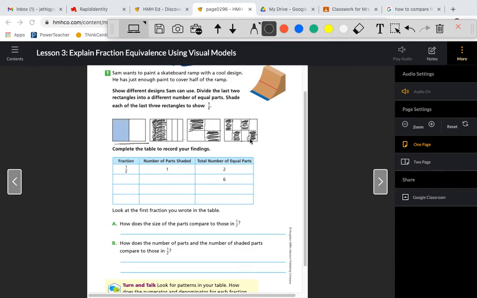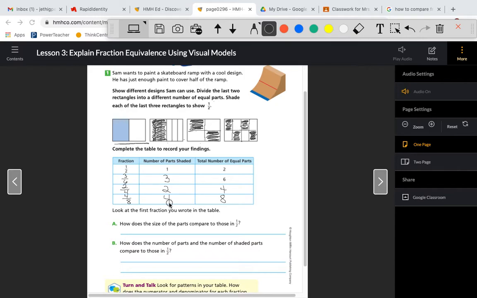Now let's complete the table to record your findings. So in the first model, we're showing 1/2. We have 1 part shaded, 2 equal parts. In the second model, we're showing 3/6. So 3 parts are shaded, 6 equal parts. In the next model, we're showing 2/4. So we have 4 equal parts and 2 are shaded. And the last one, we're showing 4/8. So we have 8 equal parts and 4 are shaded.